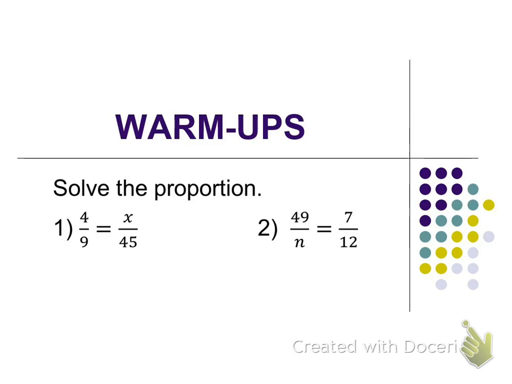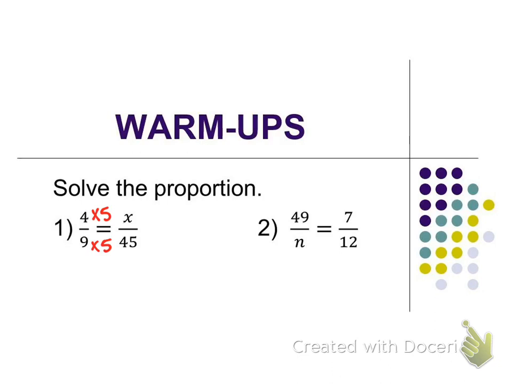How do we solve it? Not what is the answer. How do we solve these? Okay, so that's one way to logic your way through it. We could see what the numbers are changing by. So we know that we are multiplying 9 times 5 to get 45. We would have to do the same thing on the top.